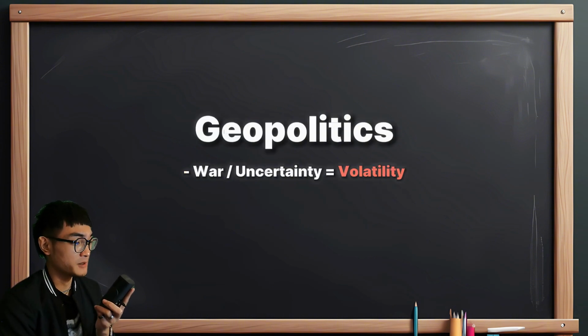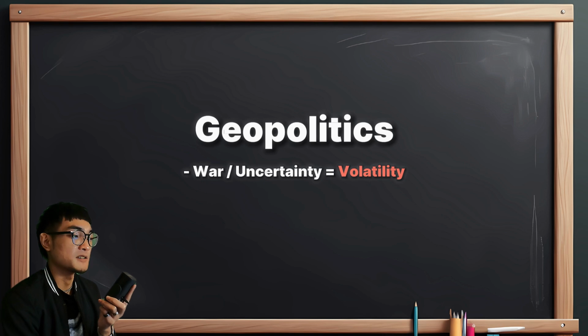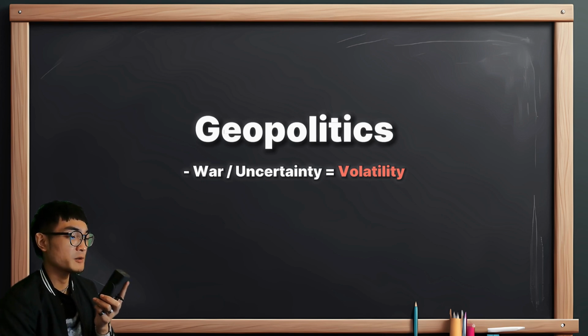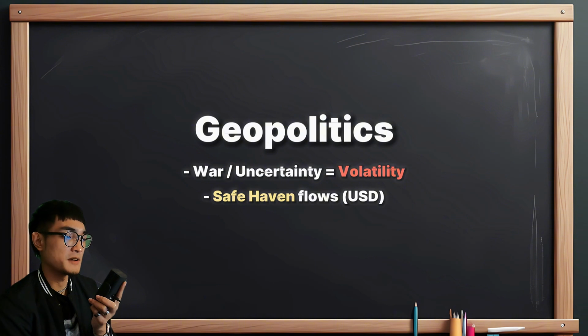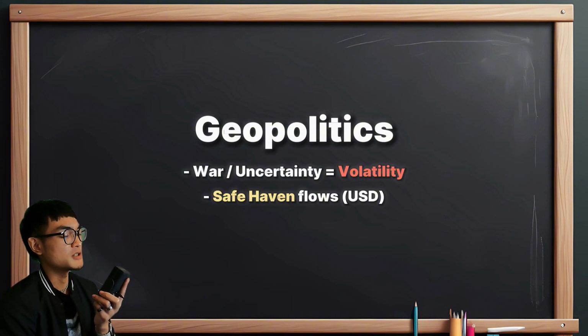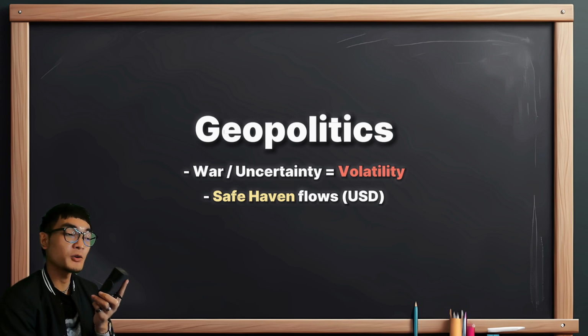Then you have geopolitical factors. Wars, conflicts, instability, or even political uncertainty can cause massive movements. For example, during times of global uncertainty, investors often move into what they consider a safe haven, currencies like the US dollar, for example. So even if nothing changes domestically, global fear alone can push currencies higher or lower.